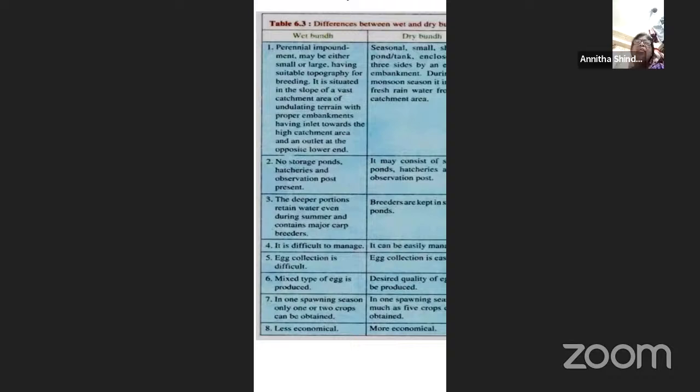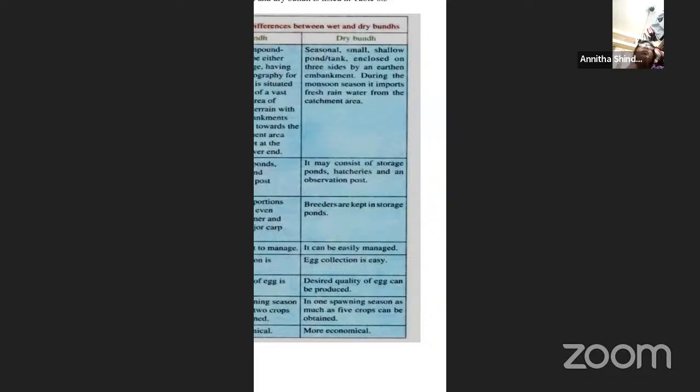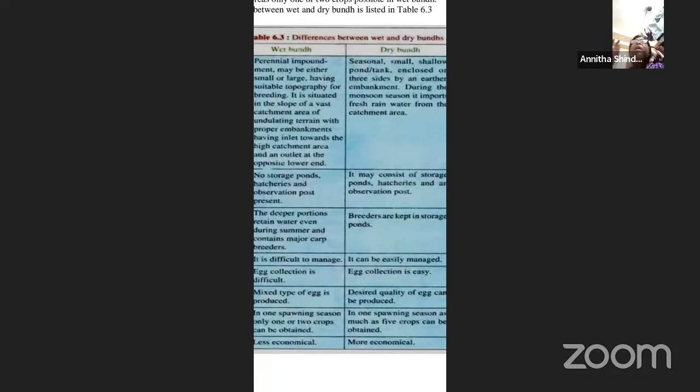This is less economical because the wet one is the natural one, so that's why it's one or two crops. In the dry bun, it is actually artificial, because what you are doing is keeping the storage ponds, observing them, and also keeping the spawning ponds. You are introducing the breeders into it. It is not coming by natural way. Yes or no? Yes, ma'am. That's right.